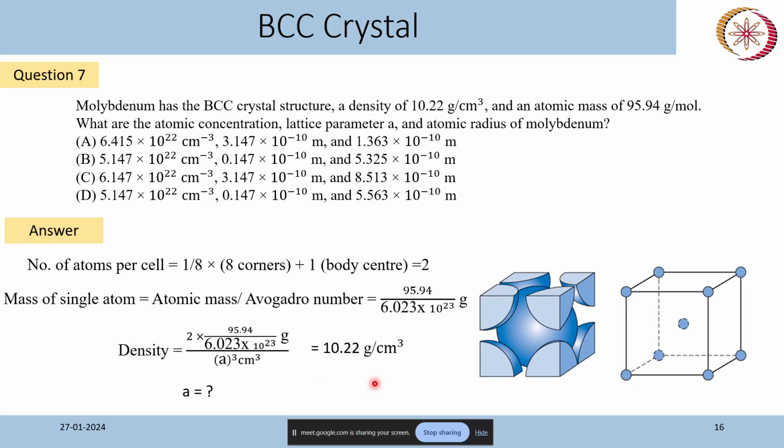3.1 per angstrom meter. 3.1 for angstrom. Okay, the answer is given in meters here, so 3.147 times 10 to the power minus 10. So next.